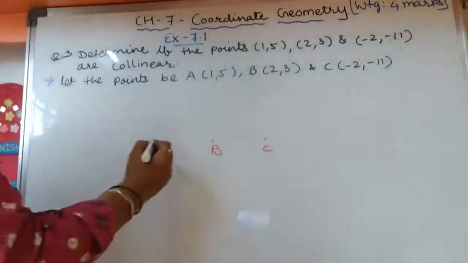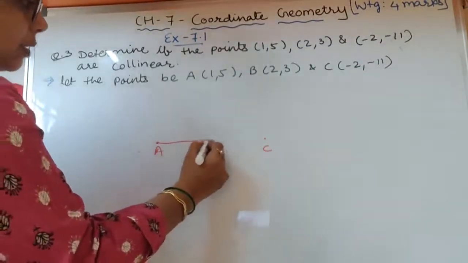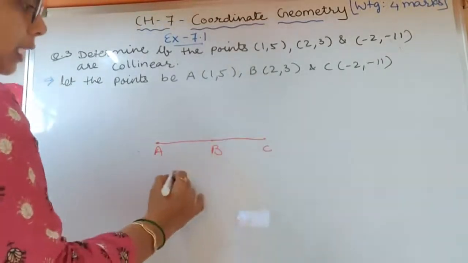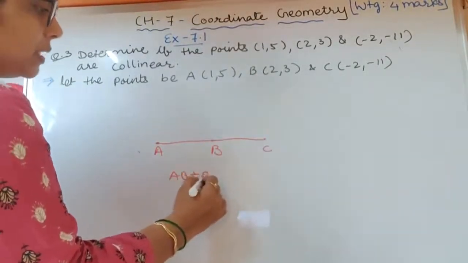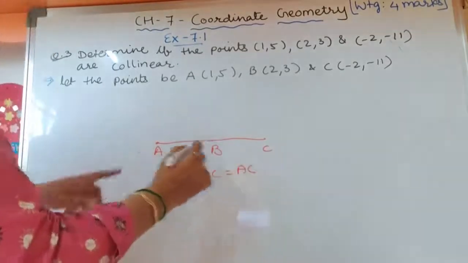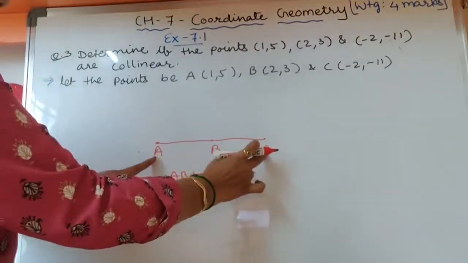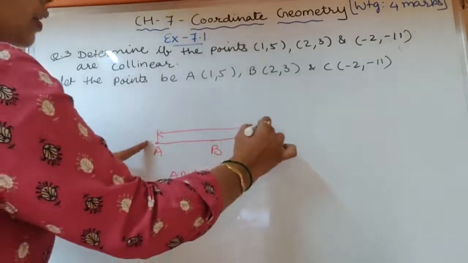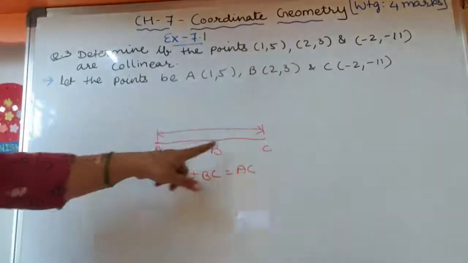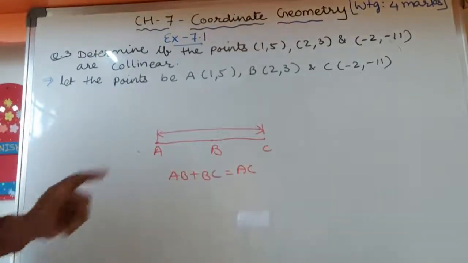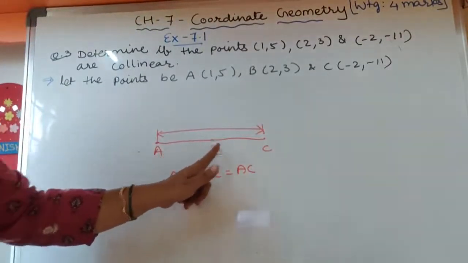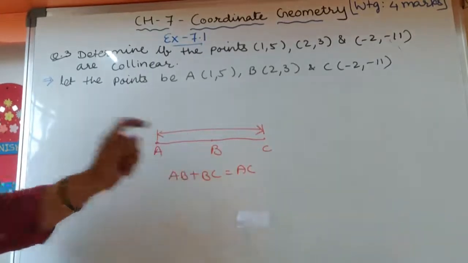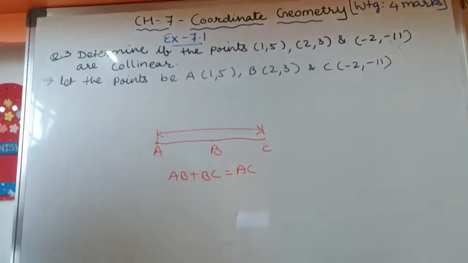So if I find the distance AB and then BC, then I will get AB plus BC is equal to AC. If I add these two distances and I get AB plus BC equal to AC, then I can say that these 3 points are in the same line. It means they are collinear points.